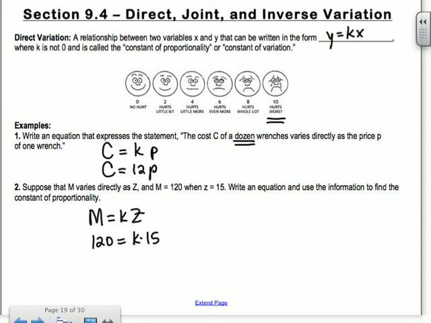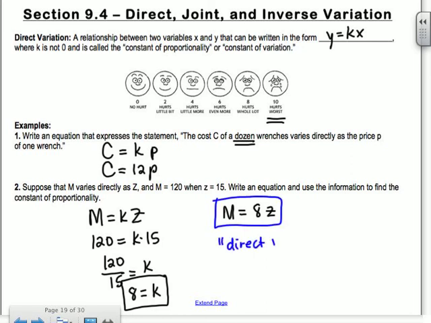These problems will do this a lot of times where you're going to have to find the constant, so find K. So 120 divided by 15, you get 8. Then you have to go back and put that K value in. Remember, it's a constant, so it's the same throughout your problem. It says write an equation and use this information to find the constant of proportionality. So this was our equation. We found the constant. So if I asked you for the direct variation equation, that would be this.